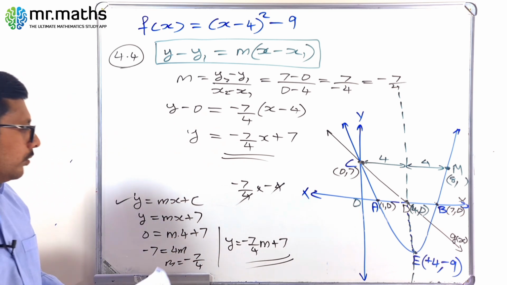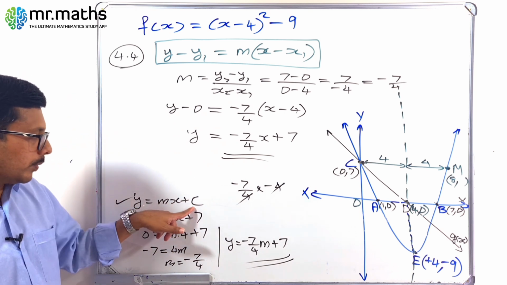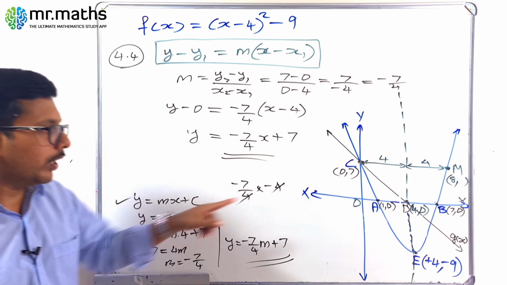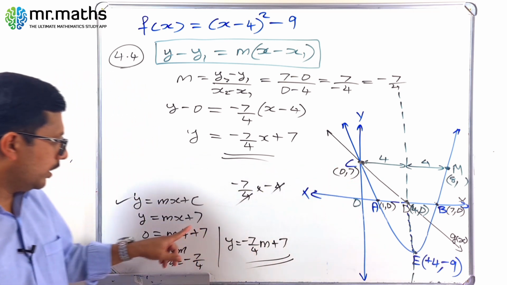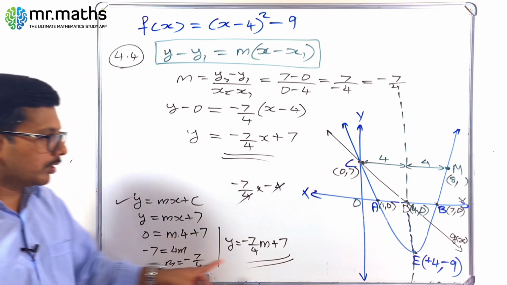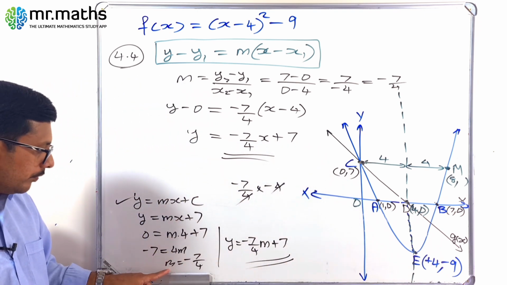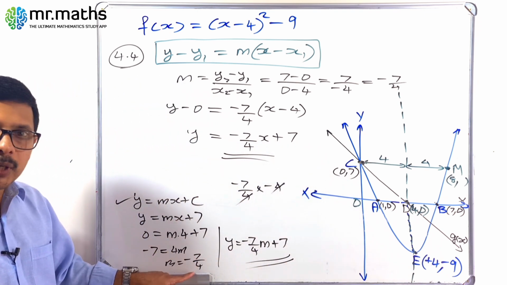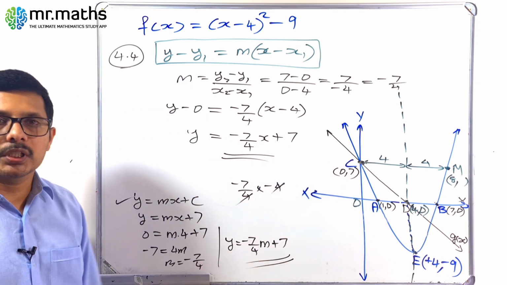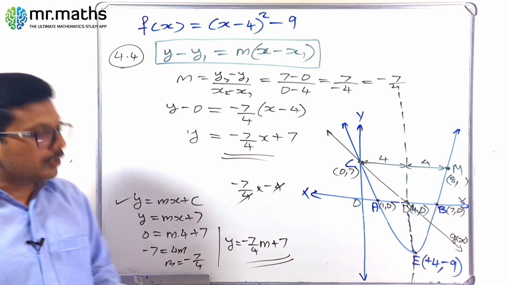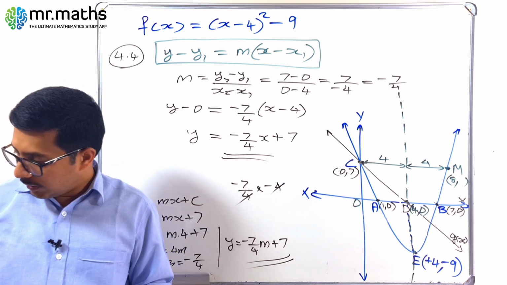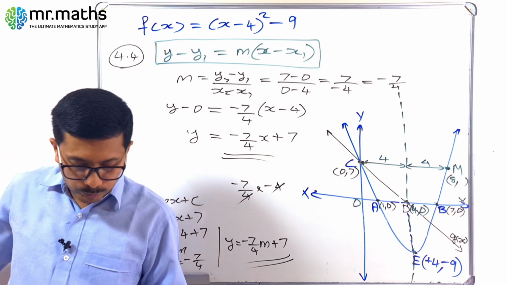So here y is equal to mx plus c. What is c? The y-intercept, that is 7. Then we substitute any one point. I substituted this point, x as 4 and y as 0. From there we found the value of m as minus 7 over 4. Then the equation. So that is question number 4.4. Now let's move to question number 4.5.